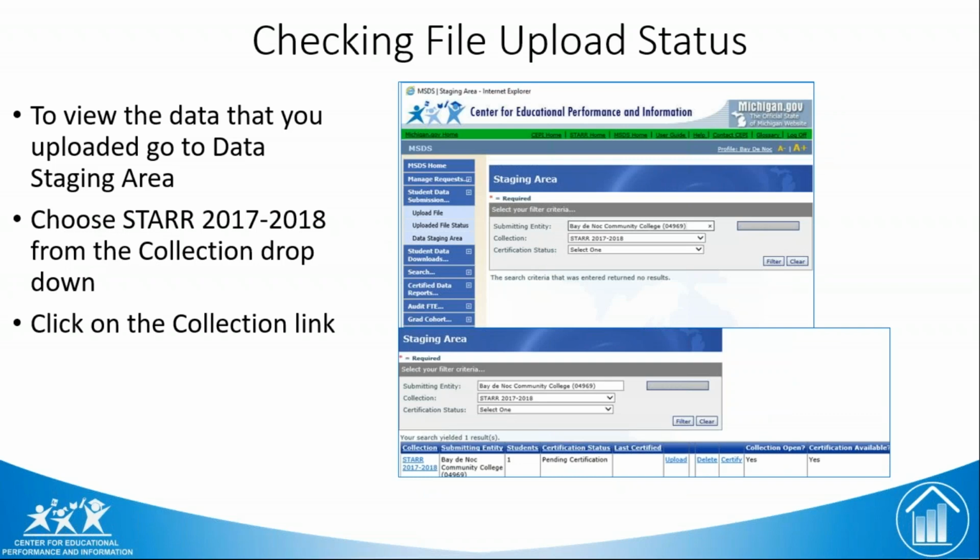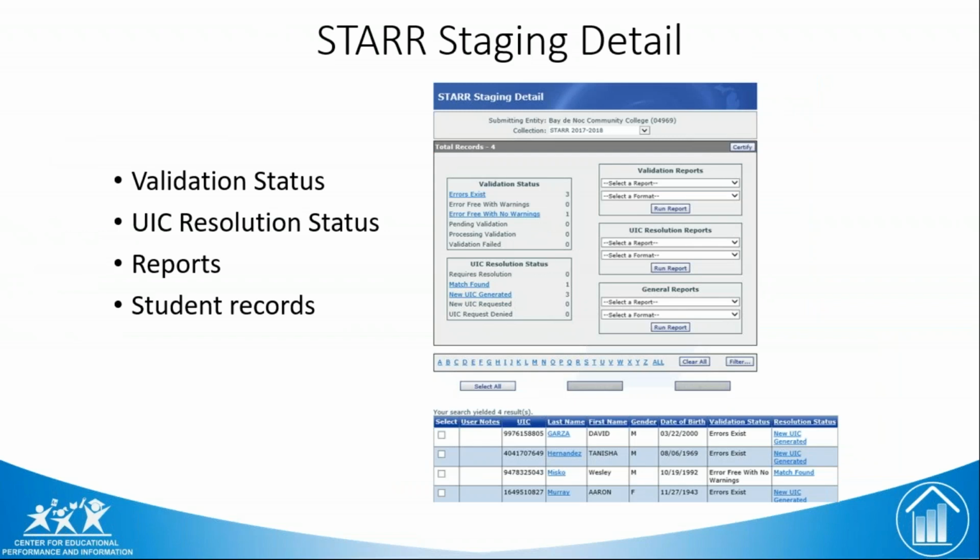And then to view the data that you uploaded, you're going to go back to the data staging area. And again, you choose the STAR 2017-18 collection. And you click on the collection link to be able to open it up to go to the STAR staging detail screen.